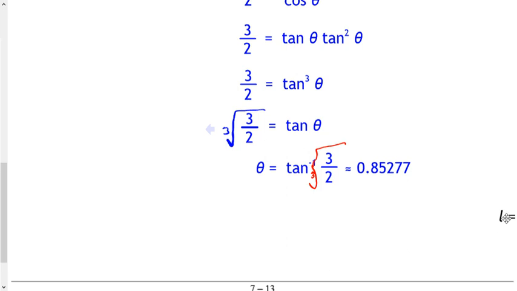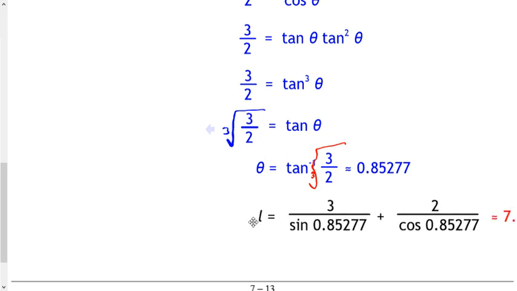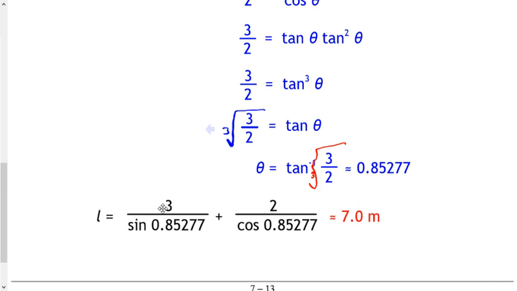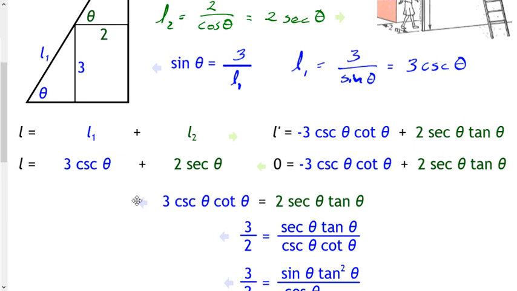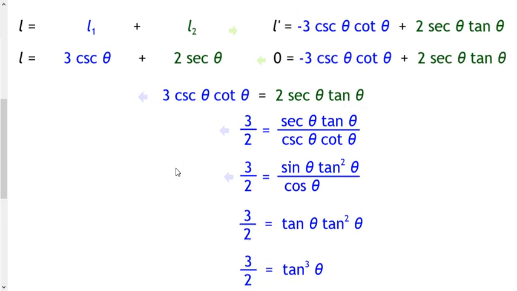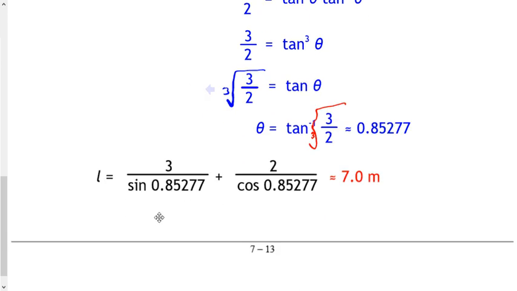So if I get that value for theta, then I can go back to my original equation up here. Let's look at this one, where my total length is 3 cosecant theta, or 3 over sine theta, plus 2 secant theta, which is 2 over cosine theta. And that's what I plugged it into down here, since my scientific calculator won't do cosecants or secants. So 3 over sine of my theta value, 2 over the cosine of my theta value, add them up, and I get 7.0 meters for my length.